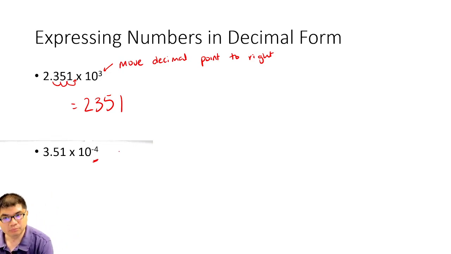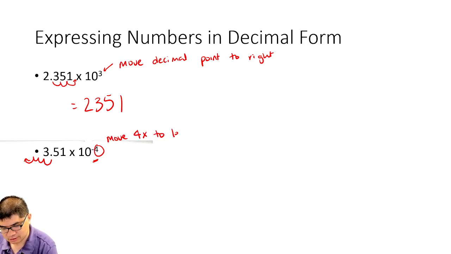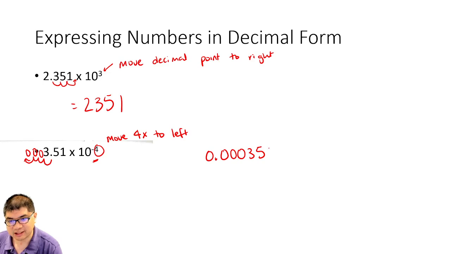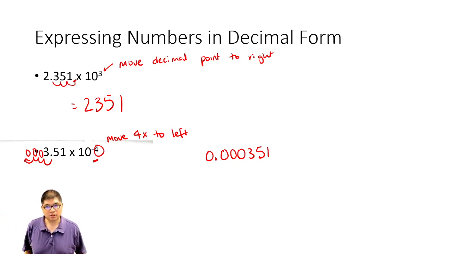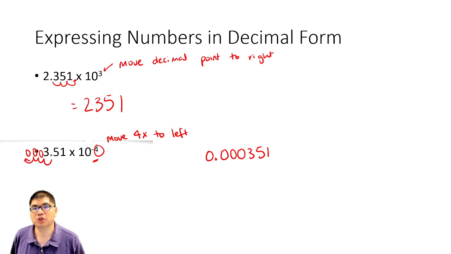Now over here I have a negative exponent, 3.51 times 10 to the minus 4. So I have to move the decimal point 1, 2, 3, 4 times to the left, because I have 4 here. So I end up with 0.000351 as my number. Be careful here. Just because you have 10 to the minus 4 doesn't mean that you will have 4 zeros after the decimal point. It's only 3.